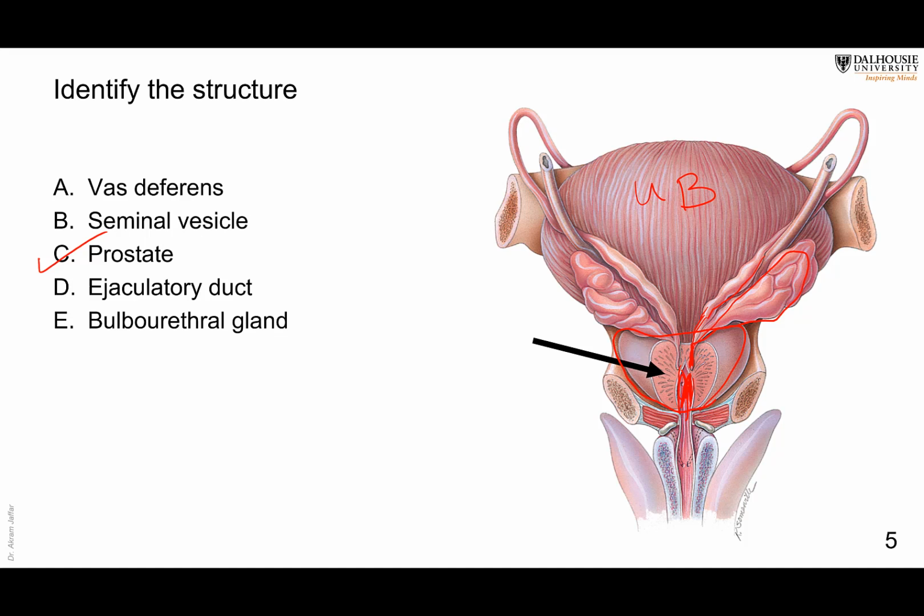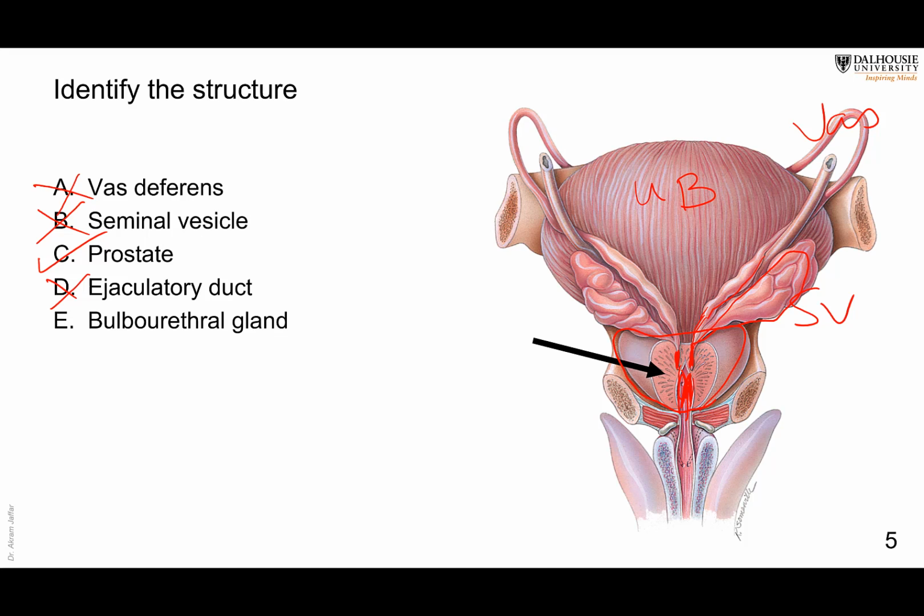It is not the seminal vesicle. This is the seminal vesicle, which contributes to the formation of the semen. It is not the vas or ductus deferens. This will be the vas here, or the ductus deferens. And it is not the ejaculatory duct. The ejaculatory duct, in fact, is this duct which opens into the prostate.